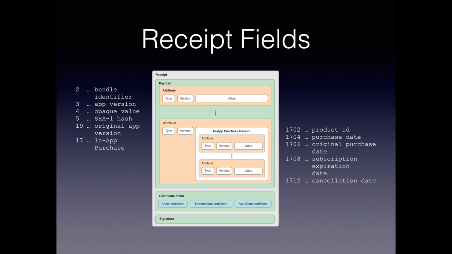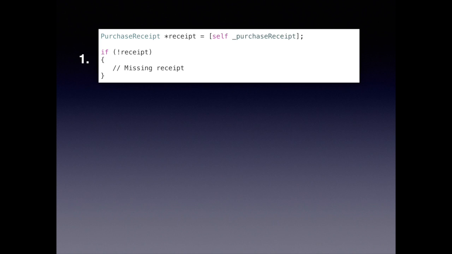So let's have a quick look. How do you actually go about doing that in code? I have a small wrapper, a purchase receipt, which has already parsed the ASN.1 file and filled in some properties with these field values. So the first step I do is, if there is no receipt, then, well, I have a problem. I need to refresh. I need to ask iTunes for an updated receipt.